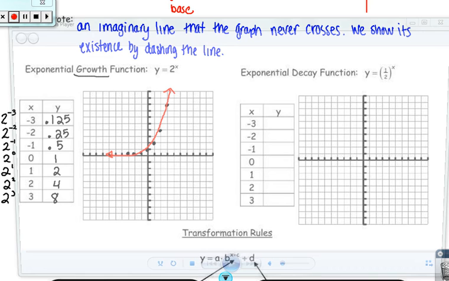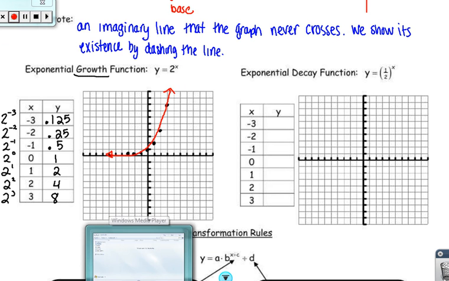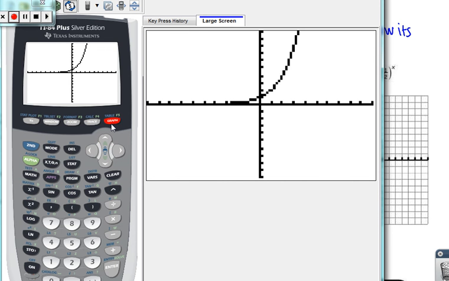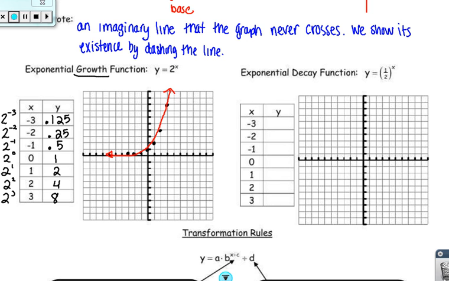This graph has an asymptote. If you look at this graph on the picture, this graph never goes below the x-axis. So there's like an imaginary line here that says this is the cutoff point for the graph. It won't go below this point.